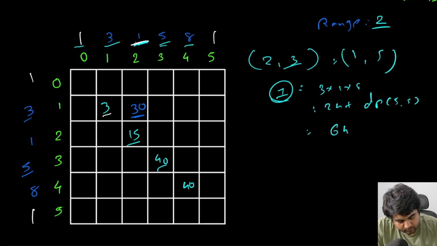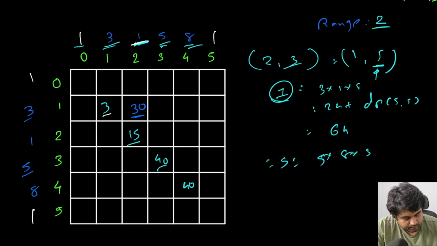Now what if we decide to burst balloon number 5 last? In that case, it's going to be 5 multiplied by 8 multiplied by once again 3, plus whatever value we get by bursting this balloon, so that is going to be 15. So the total is going to be 135. So logically it makes sense that at range 2 to 3, the maximum value we are able to generate would be 135.